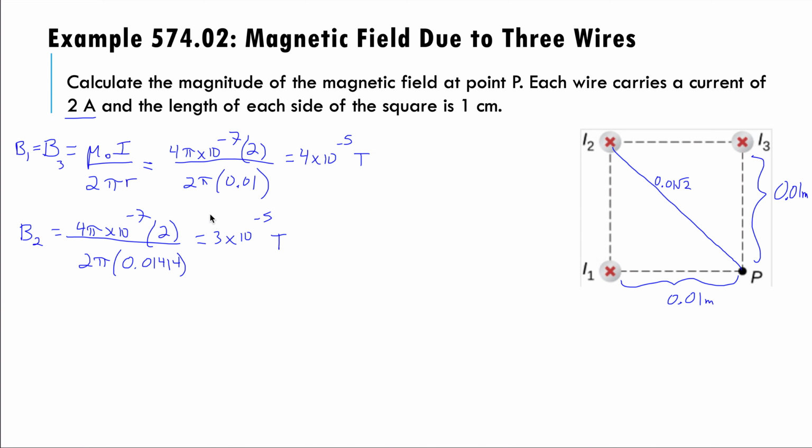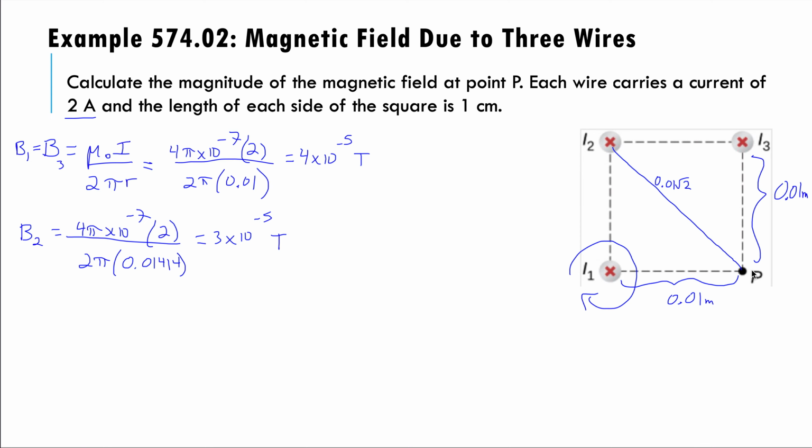So you may be thinking, well, we only have to find a magnitude, let's just add up these numbers and be done. But the direction also matters. Let's look at the direction of each field. We're going to use right-hand rule number 2 and point our thumb in the direction of the current. So you should be pointing your thumb towards the screen. And you'll see that your fingers are curling clockwise around your thumb. So the magnetic field is going clockwise.